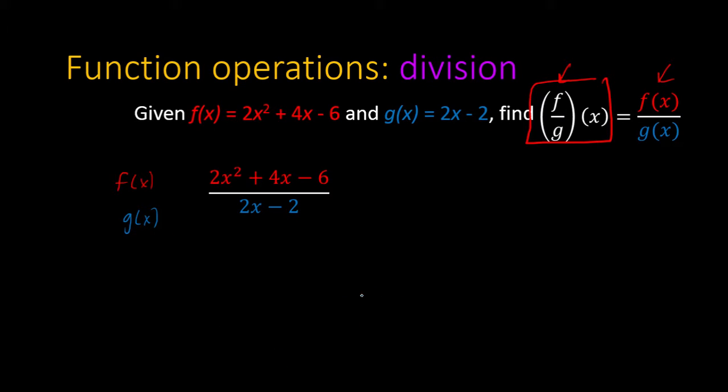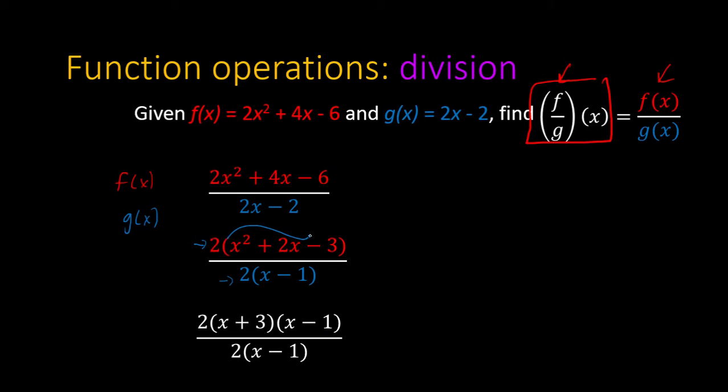That's great, but once you set up the problem, you need to simplify. Remember, we simplify by factoring. So in this case, I factored a 2 out of everything. I've taken a 2 out of the denominator, a 2 out of the numerator. I've further factored this quadratic piece, and now I will cancel out terms that exist in the numerator and denominator. So I cancel out the 2's, I cancel out x minus 1, and I'm left with x plus 3. So f of x over g of x turned out to just be equal to x plus 3.